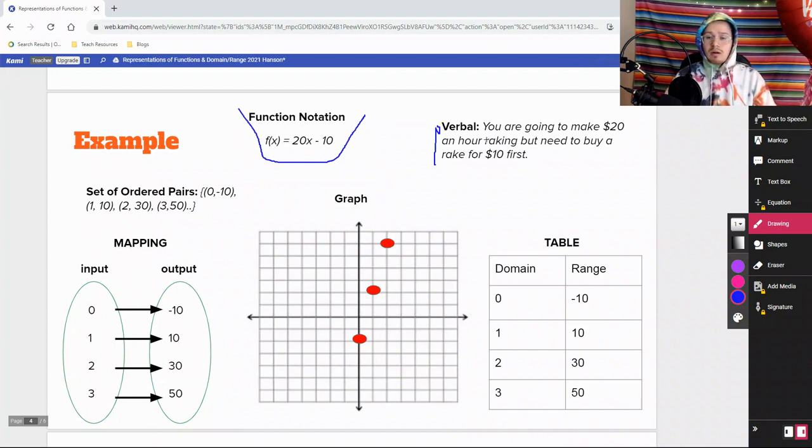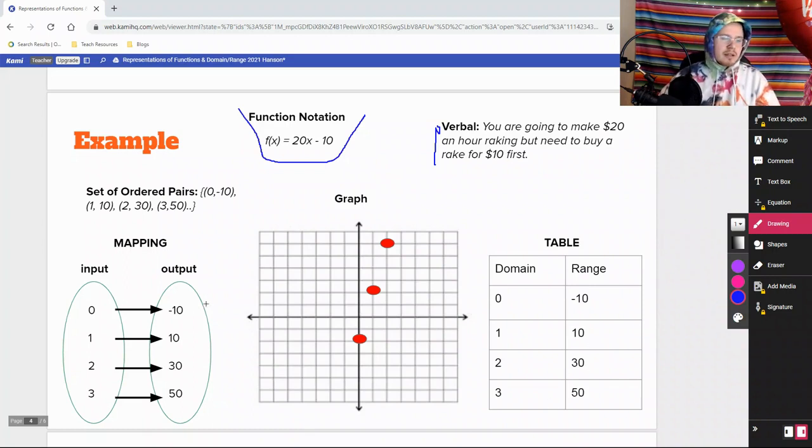You go work. How do you know what you're gonna make? Well, you plug in different numbers of hours, and you can see we did that in the table. If you just buy the rake and don't work, well, you're negative $10. And then every hour that you work after that, the Y value, the output, increases by 20. So up by 20, up by 20. That's something called the common difference, by the way. Up by 20, up by 20, up by 20.